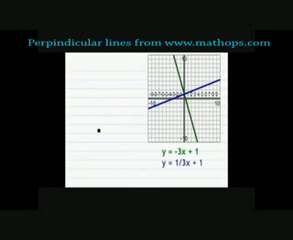To create a reciprocal for a whole number, put it over 1, then flip it upside down. The reciprocal of -3 over 1 is -1/3. We need the negative of the reciprocal, so we'll multiply -1/3 by -1 to get +1/3. Y equals -3x plus 1 and y equals 1/3 x plus 1 are perpendicular.